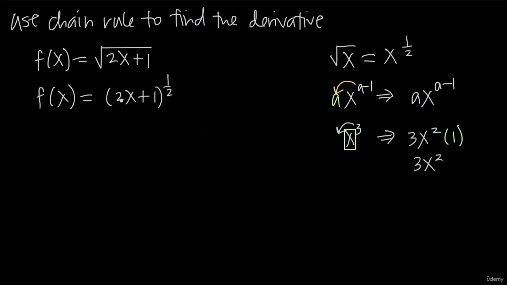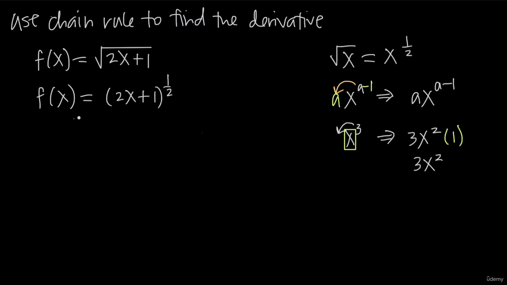But in this case, the base is 2x plus 1. The inside function is 2x plus 1. So we have to multiply by the derivative of that. The derivative of 2x plus 1 is 2, so we're going to end up multiplying by 2. So let's go through this and see what it looks like.